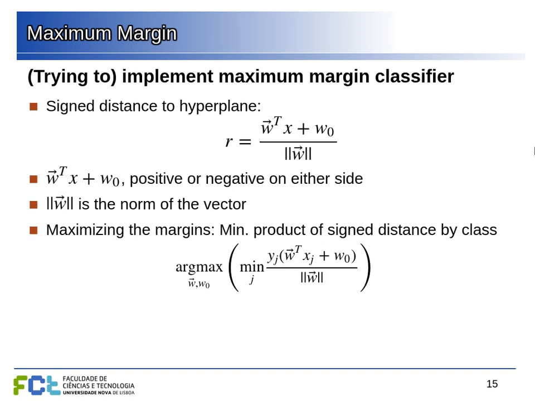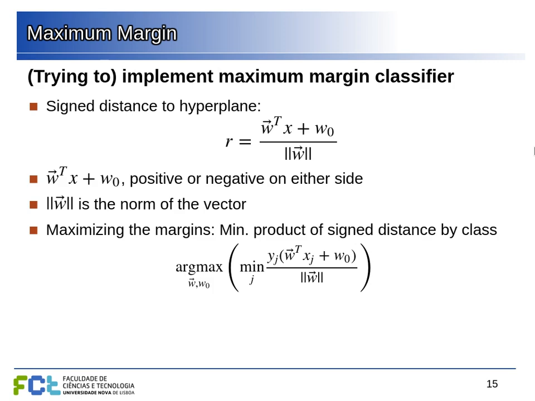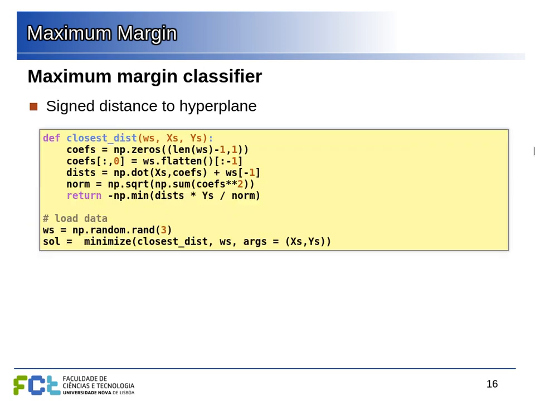So basically this part here. Then we add the other coefficients. We normalize this by the norm of the size of the vector. And now we return the minimum value. So we have the distances to all the points multiplied by their classes.